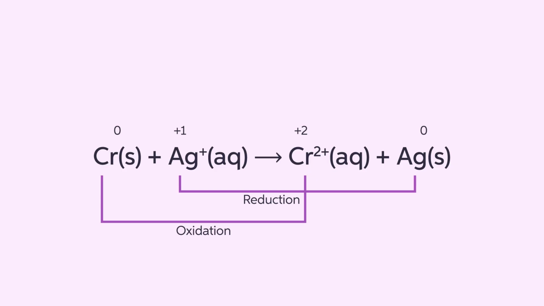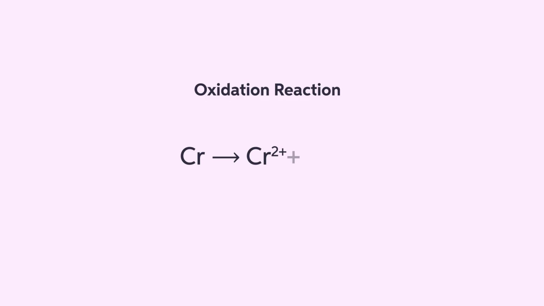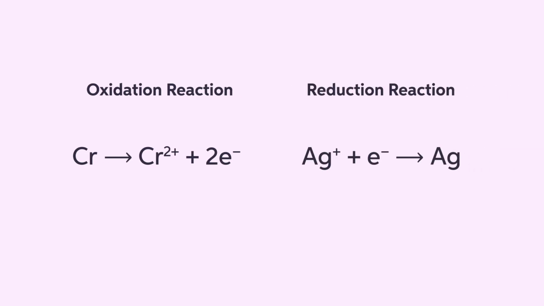We can say that chromium is a reducing agent or reductant because it's giving its electrons over to silver. This makes silver the oxidizing agent or oxidant, as it accepts the electrons. Here is the oxidation reaction of chromium metal to chromium 2 ion. To balance this half reaction, we need to add the 2 lost electrons to the right side of the equation. This is the reduction reaction of the silver 1 ion to silver metal. To balance this half reaction, we need to add the gained electron to the left side of the equation.